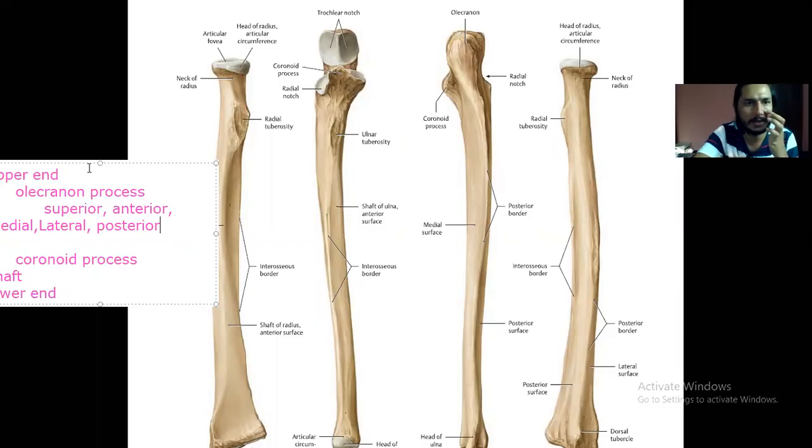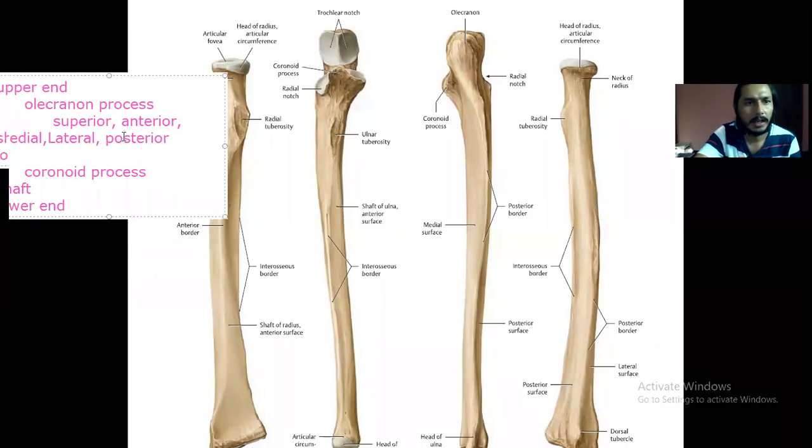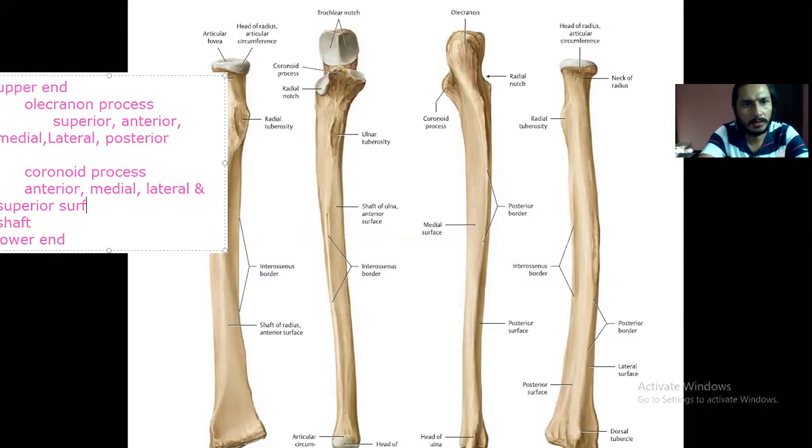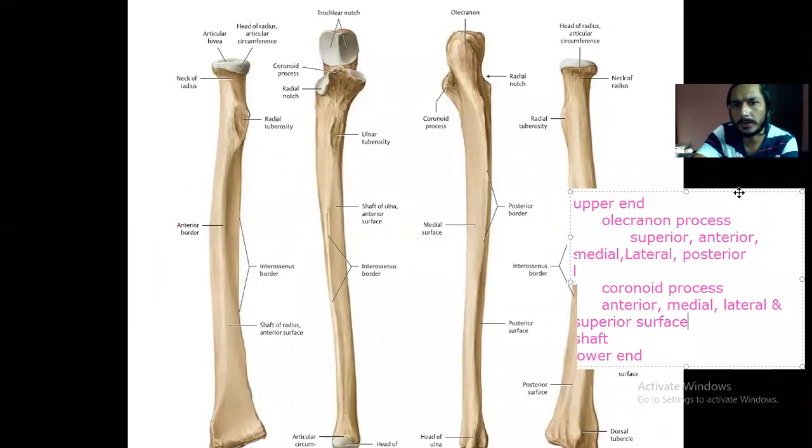So these are the surfaces in the olecranon process. Now in the coronoid process also you will find the surfaces. They are the anterior surface, medial surface, lateral surface, and superior surface. Okay. Now let's see the olecranon process first.